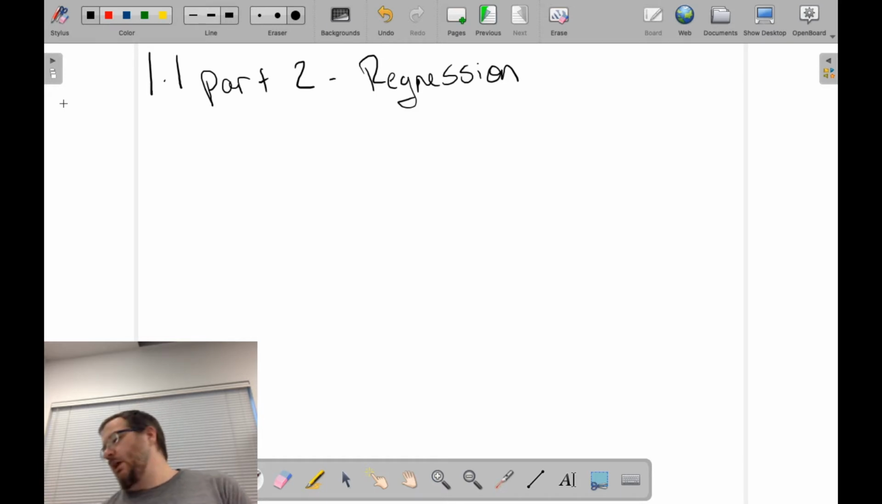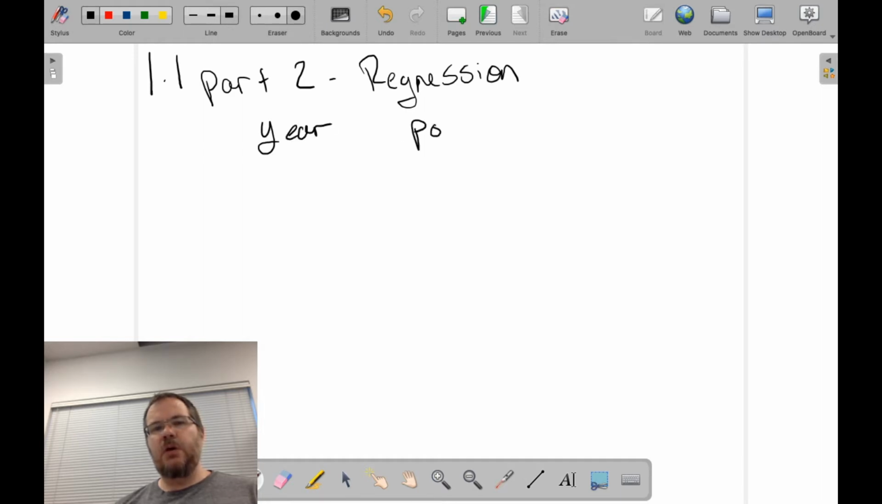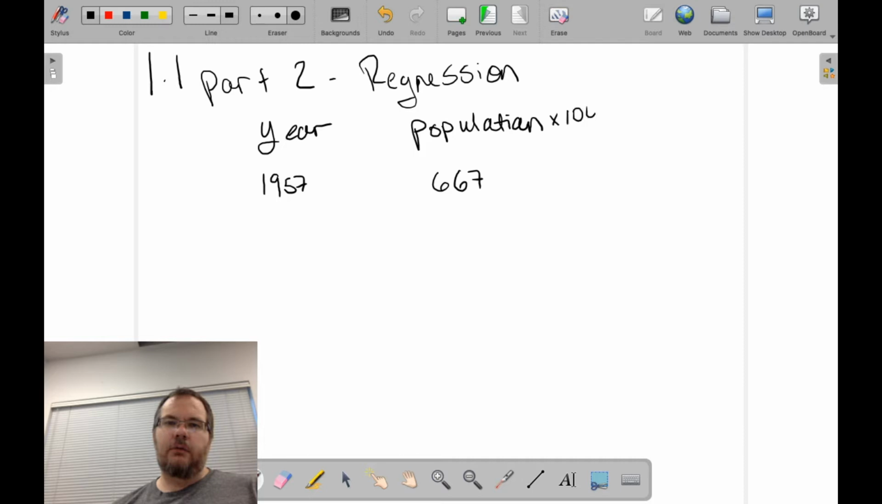Now, we're going to take a look at a table of data here. Now, this table of data is going to go from 1957 to 2019, but it's not every single year. So I'm going to write down the year here, and then the population. And this population is the accurate population of Montana from the records that we have. So in 1957, the population of Montana was about 667,000. So I'm going to write that as 667. So that means that my population is going to be times 1,000. You're going to need to keep that in mind.